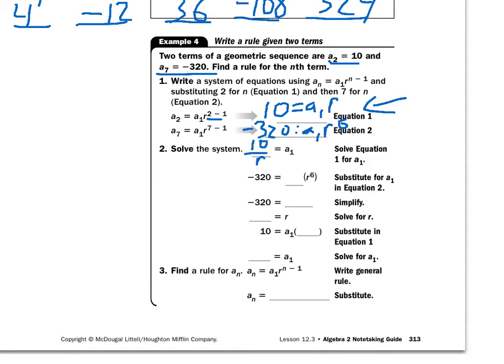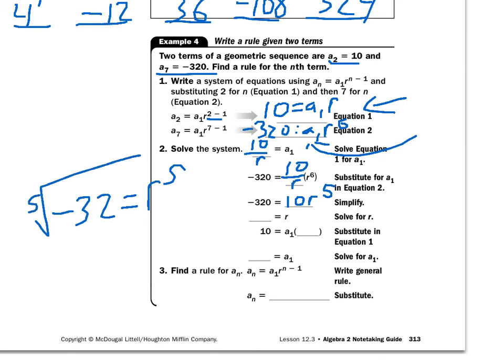And then if I put that information into the second equation, I have negative 320 equals 10 over r times r to the 6th, or 10r to the 5th power, because the r to the 1 and the r to the 6 makes that r to the 5th. Divide by 10, and I get negative 32 equals r to the 5th. And now I take the 5th root, not sure why they skipped over all the work. Then I take the 5th root, and I get negative 2 for r.